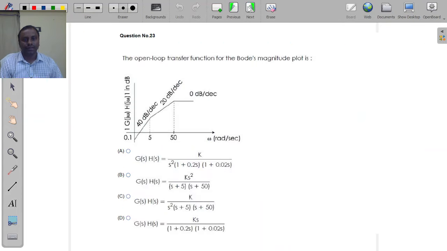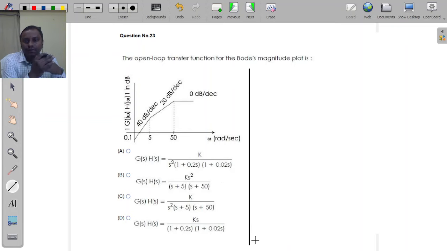Moving into the next question. The open loop transfer function of a Bode magnitude plot is given. They're asking to identify the open loop transfer function of a given Bode plot.